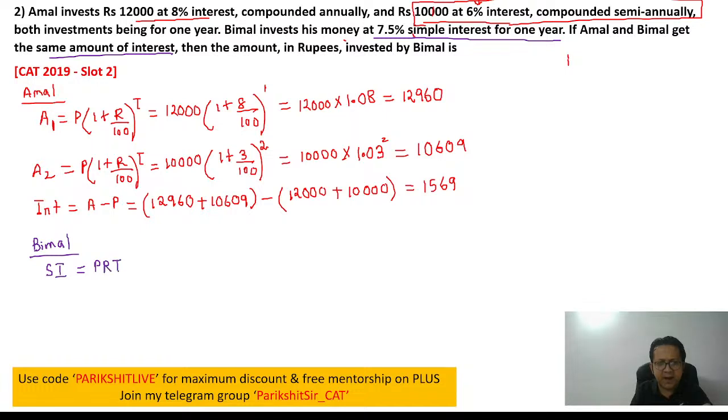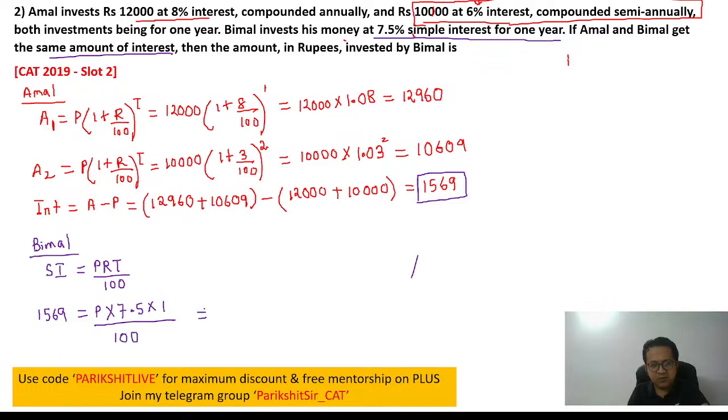Simple interest will be PRT by 100, and they are saying A and B get the same amount of interest. So remember, the first guy got 1569 as the interest. So put SI as 1569, right? How much is P? I don't know. P, I have to figure out. R is 7.5%, because Bimal is investing at 7.5%. Time period is 1 year, divided by 100. So you can do the calculations, and P will come out to be 20920. If you do the calculations, that's going to be your answer.